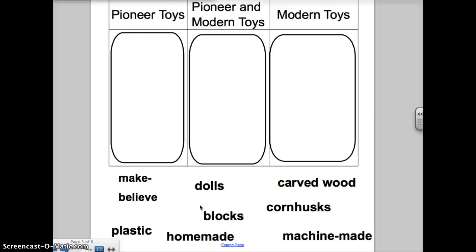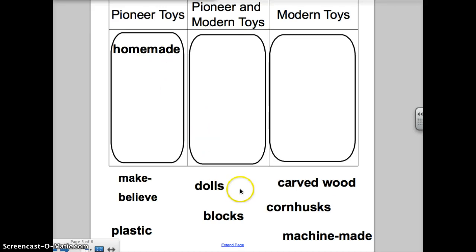So for instance, if I took homemade, where would that go in our chart? Talk to your team before I show you the answer. Where would homemade toys go? If you chose Pioneer toys, you are exactly right. All Pioneer toys were made at home.